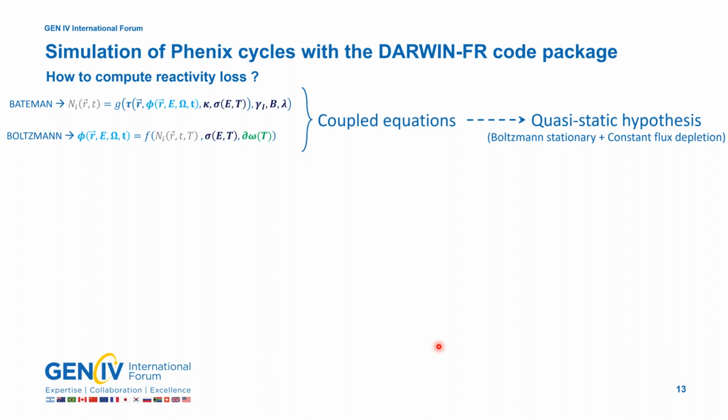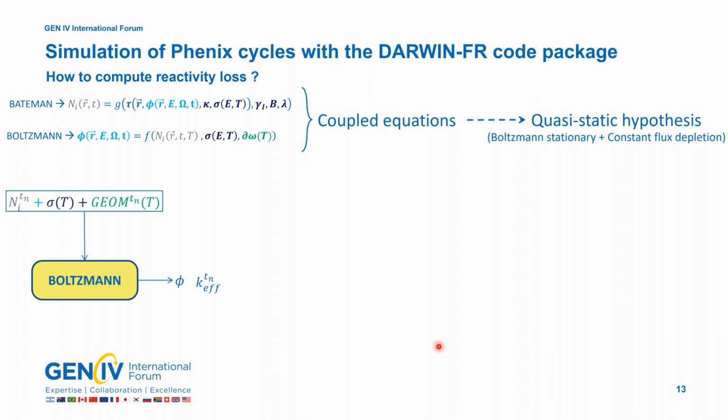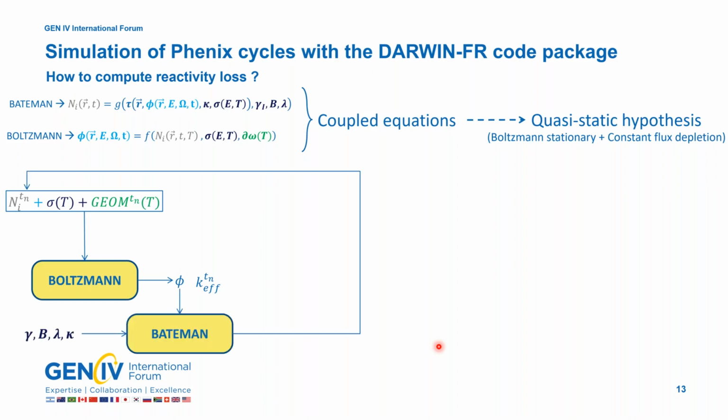So in practice, how are we doing that? First, we need to determine the initial neutron flux and the initial multiplication factor. For that, we need an initial isotopic composition, some nuclear data called cross-sections for the Boltzmann equation, and the given geometry. With that and with a solver that solves the Boltzmann equation, you can obtain the initial neutron flux that you can give to the Bateman equation to compute the next isotopic composition. And by doing that, you can evaluate the evolution of the neutron flux and the multiplication factor.